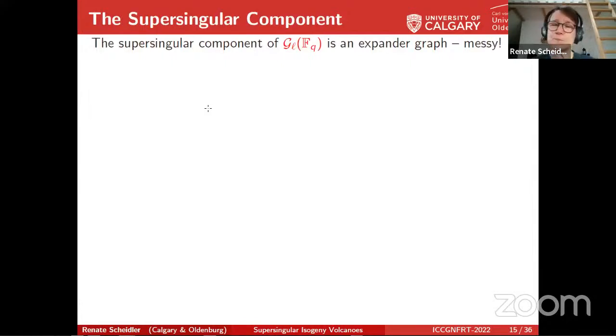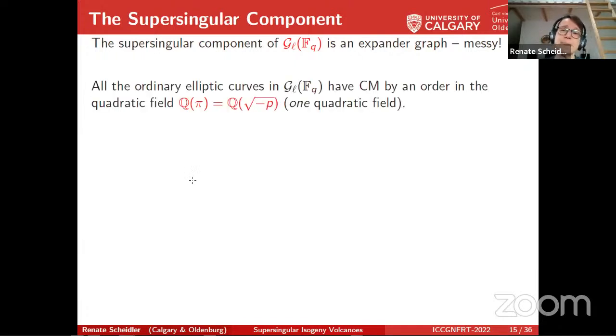And now let's look at the supersingular case. So this is an expander graph, I already said. It's a messy object, very, very messy object. And the problem is the following here. See, all the ordinary elliptic curves had complex multiplication by an order in one quadratic field. And it's exactly the quadratic field corresponding to Frobenius. So all the endomorphism rings sit inside this quadratic field.